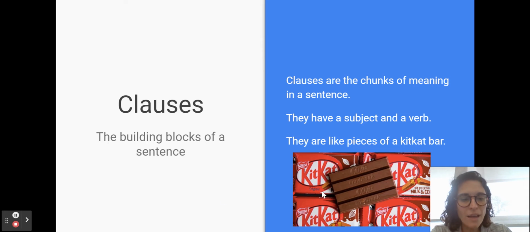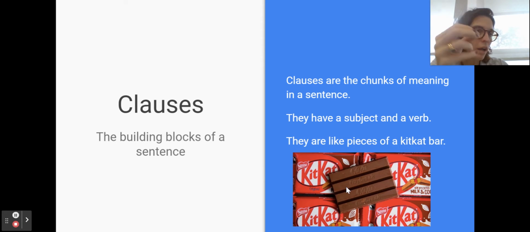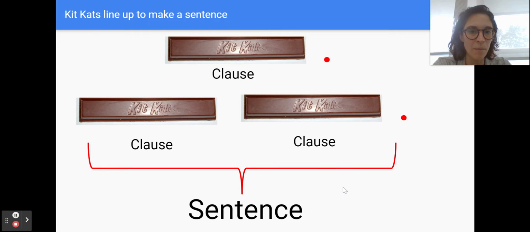Okay. So clauses are the building blocks of a sentence. They are the chunks. I like to think of them as Kit Kat bars, individual Kit Kat bars, not the whole brick of four, but one Kit Kat. It's a chunk, like an acceptable chunk of meaning. One thing that clauses have to have is a subject, a noun, basically, a person, place, thing, and a verb. There needs to be an action and something doing the verb. Could be a pronoun as well, but there needs to be a person, place, or thing that is doing a verb. And I think of them as like pieces of a Kit Kat bar. It's going to become clear in a second.